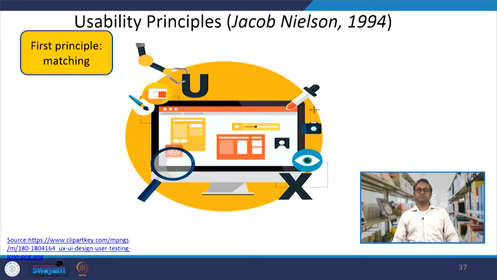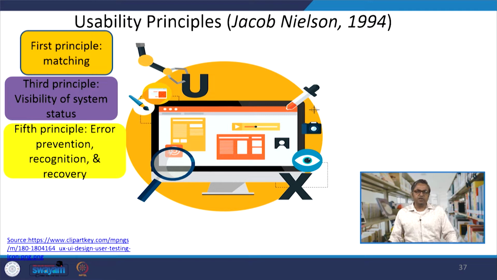The principle of matching is when the designer's mental model and the user's mental model are the same. When there is a match, the user feels it is easy to use. Hence the usability enhances. When a user knows how to use it, what the function is going to do and what the outcome would be, it enhances the usability.